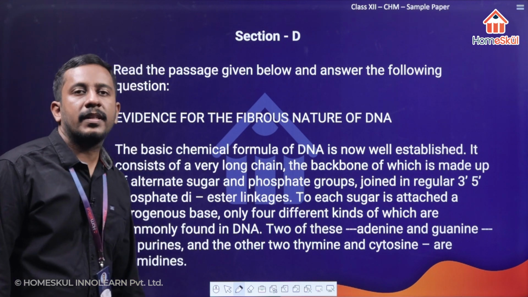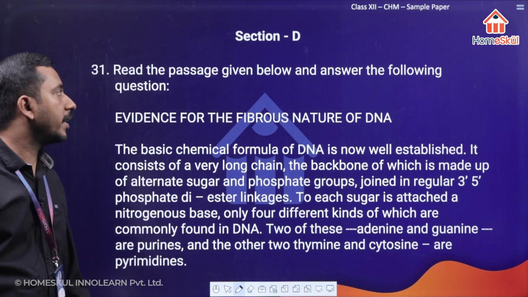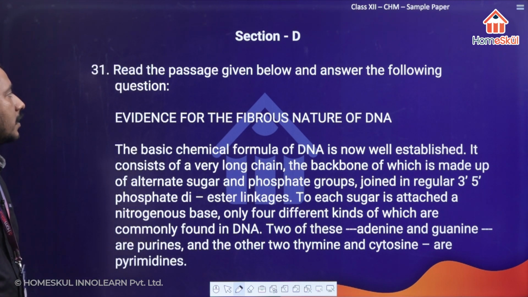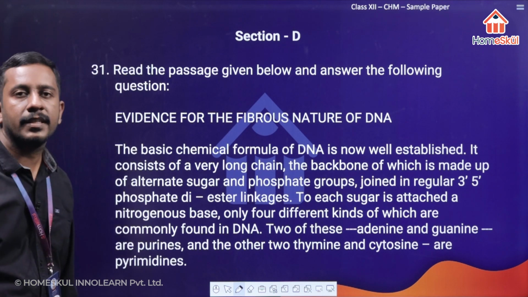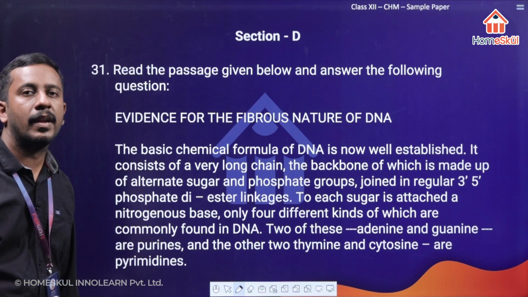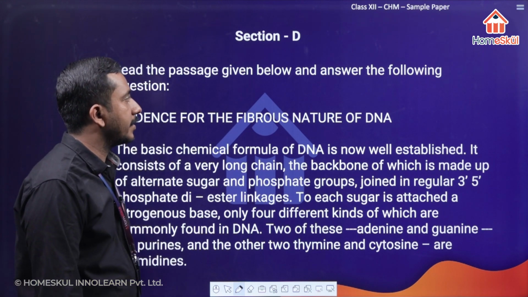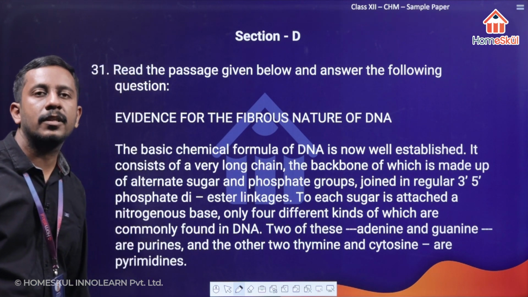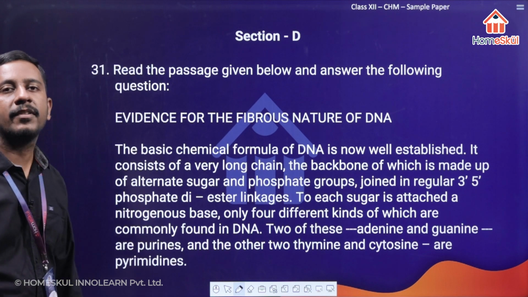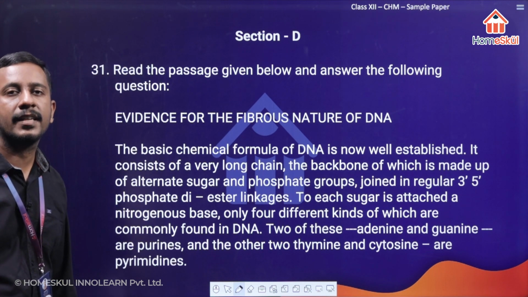So that winds up our third section, section C. We can move on to the next section, section D. In this section, we have to read the passage and we will have to answer the questions that follow. Now, there may not necessarily be a direct relation between the information that is given in the passage and the questions that have been asked.